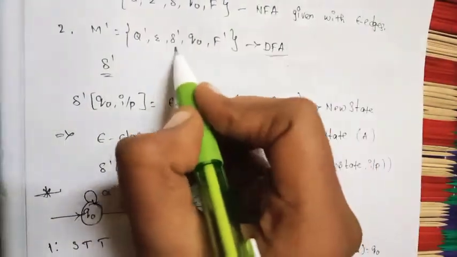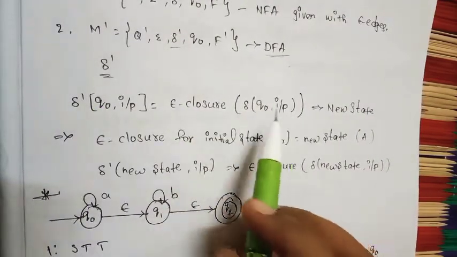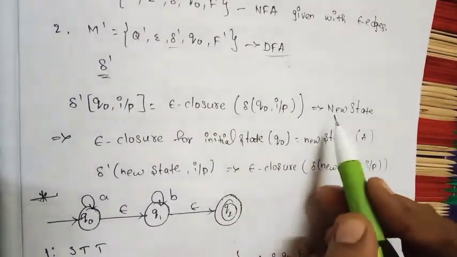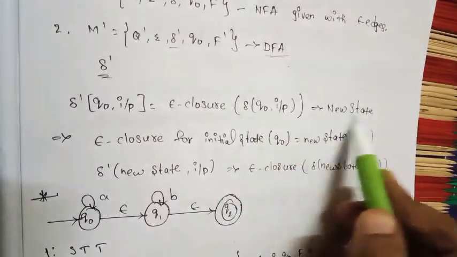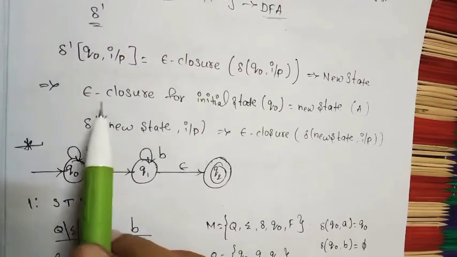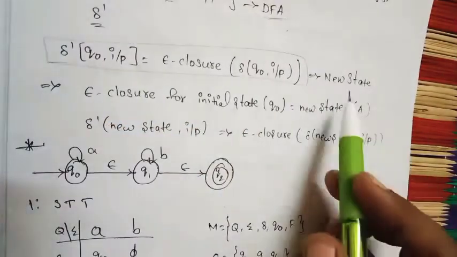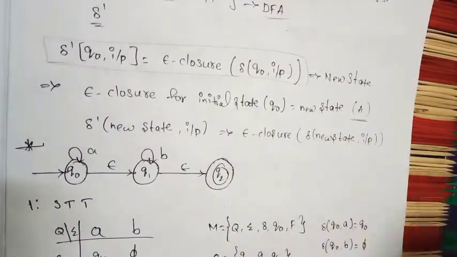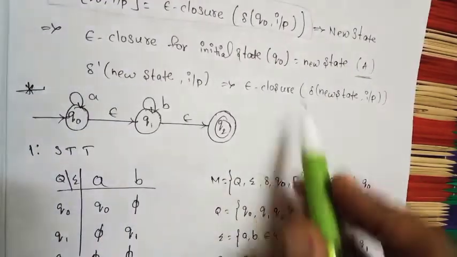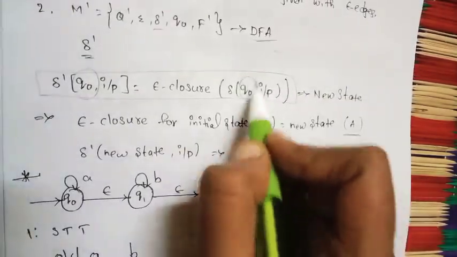Then first of all, see guys, how to compute the delta dash. Delta dash of q naught comma input equals epsilon closure of delta of q naught comma input. After solving this we will get a new state. If we get any new state, then for the new state we need to write one formula, that is epsilon closure of the initial state equals the new state. Whatever we got after solving this is a new state, so it will be considered as A or any symbol, whatever you like. Then further the formula is delta dash of new state comma input equals epsilon closure of delta of new state comma input. That means in place of q naught we are just replacing it with the new state.